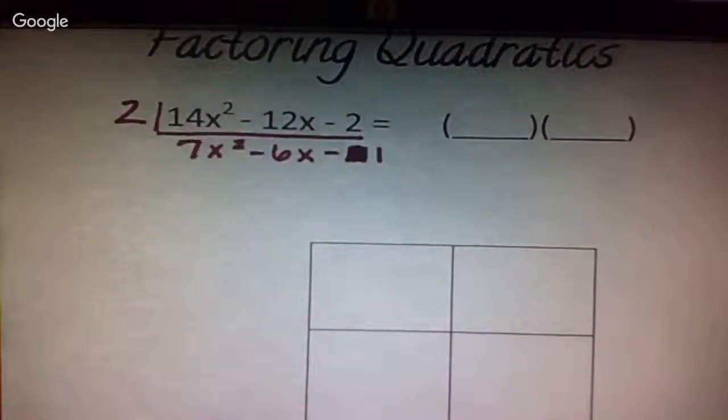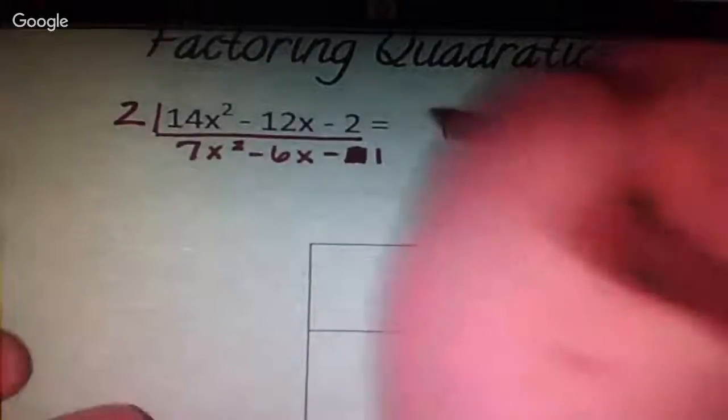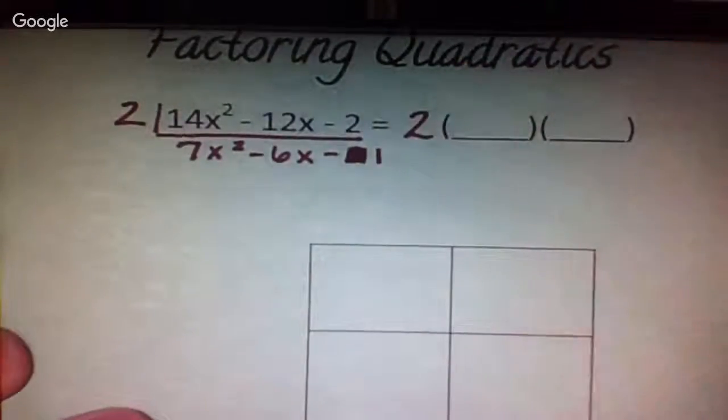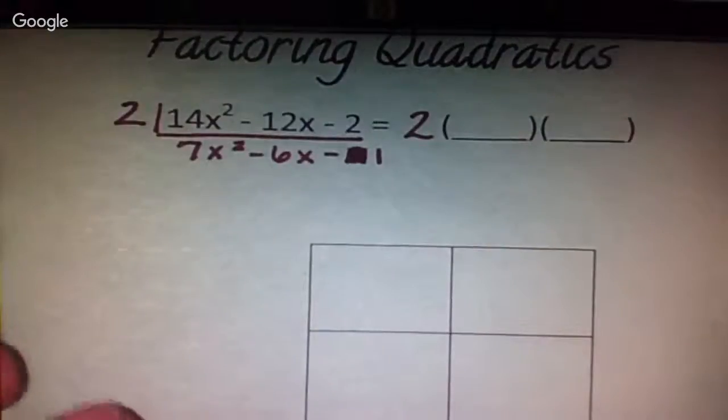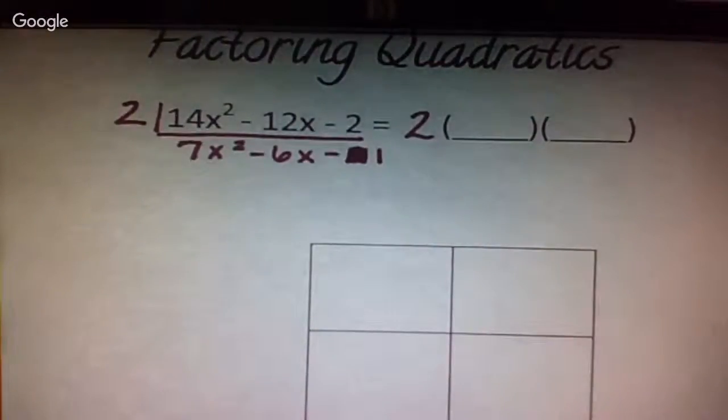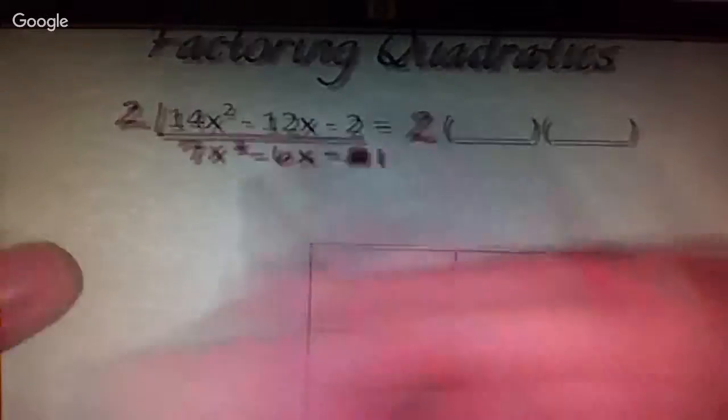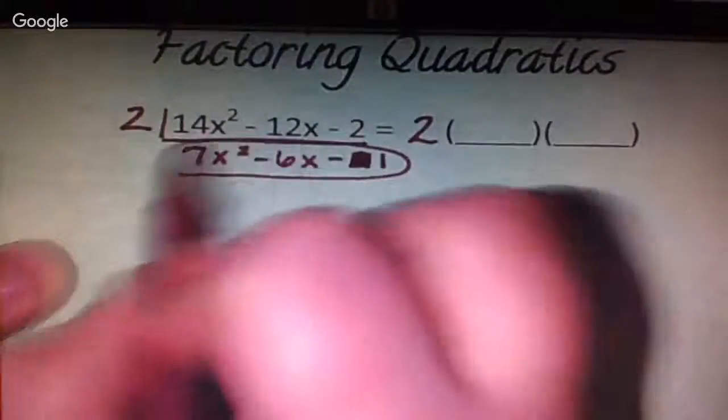Okay. Your greatest common factor is part of your answer. So when you pull out a greatest common factor, my suggestion to you is take it and put it with your answer. Okay, so the only thing I pulled out was a 2. Now I've got to deal with this hot mess.